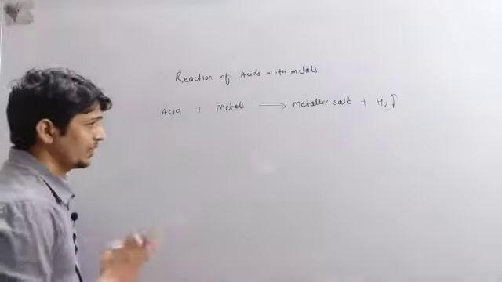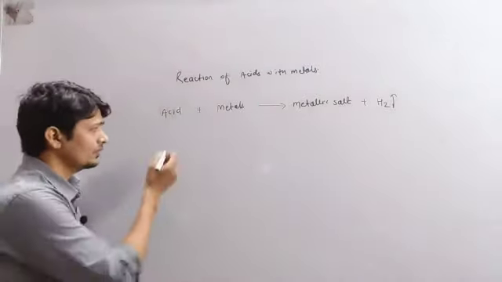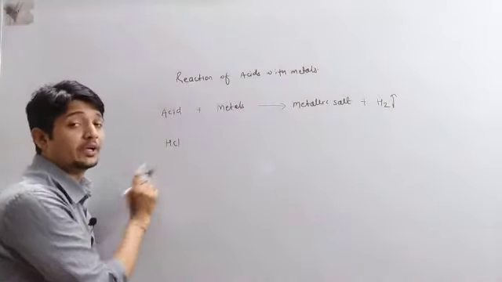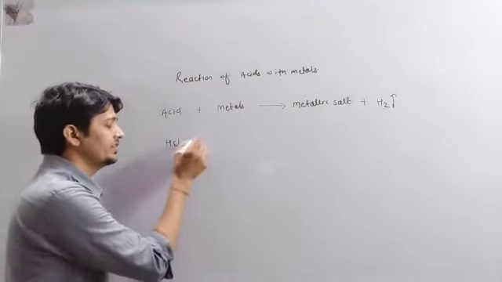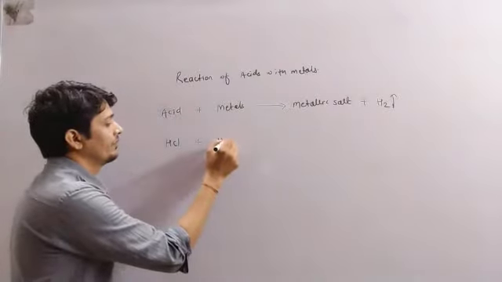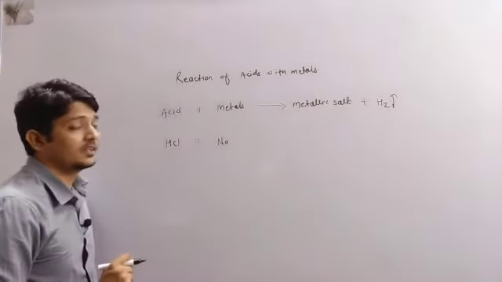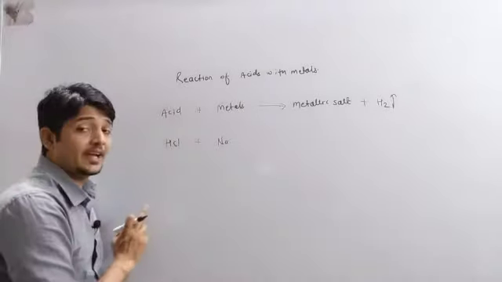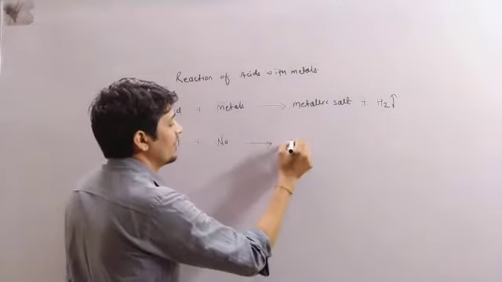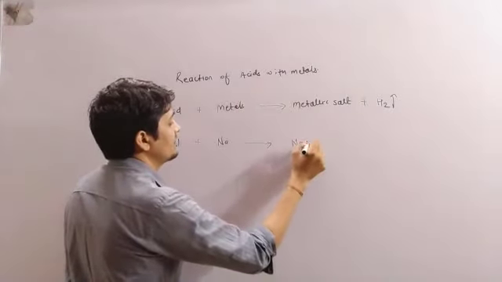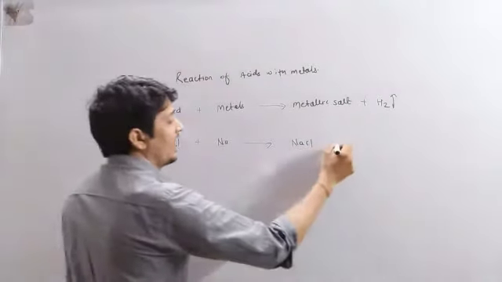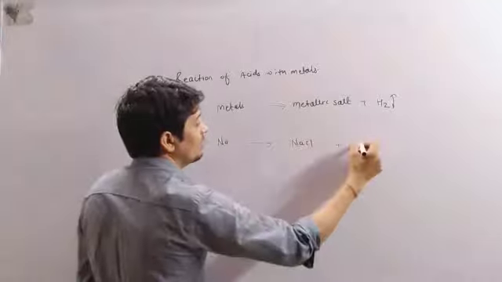Okay, so we have to take the example now. Let we have acid HCl. It is hydrochloric acid. And when it reacts with metal like sodium, so sodium is a very reactive metal. So when sodium will react with HCl, it will form NaCl. Sodium will react with chlorine to form sodium chloride, and we have written here the hydrogen gas is released.